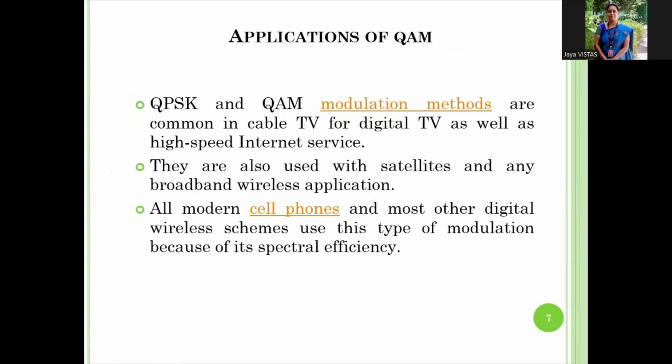So what are the applications of quadrature amplitude modulation? QPSK and QAM modulation methods are commonly used in cable TV, that means communication and digital TV as well as high-speed internet services. They are used with satellites and broadband wireless communications. All modern cell phone communication, cellular communications, and most other digital wireless schemes use this type of modulation because of its efficient spectrum utilization, that means spectral efficiency.